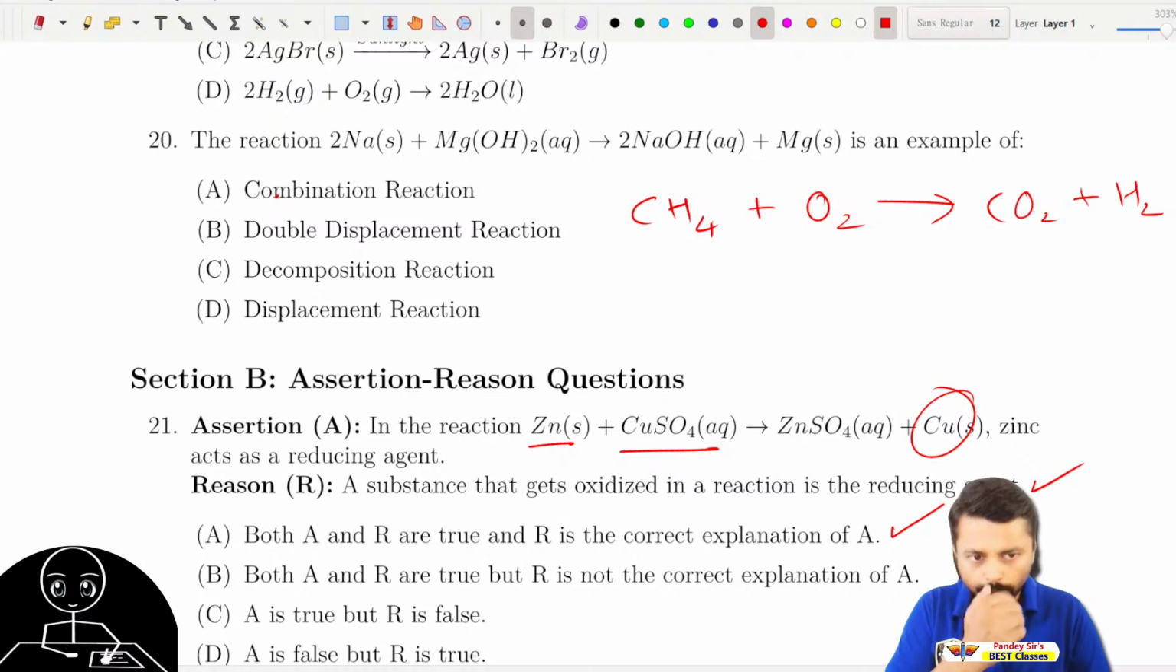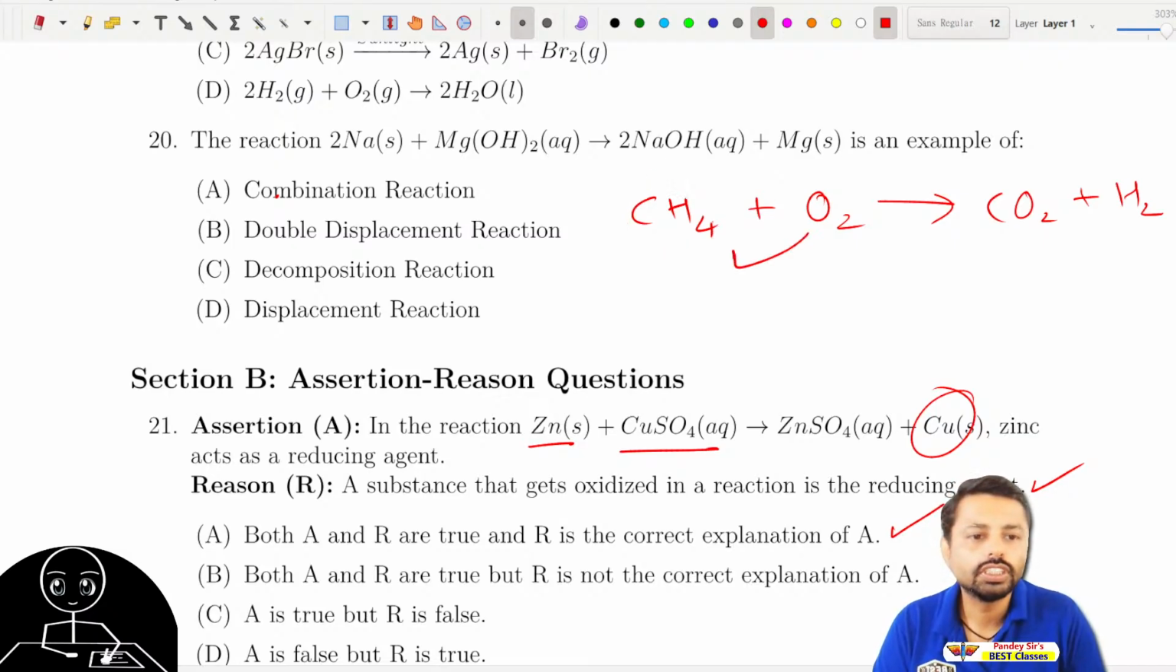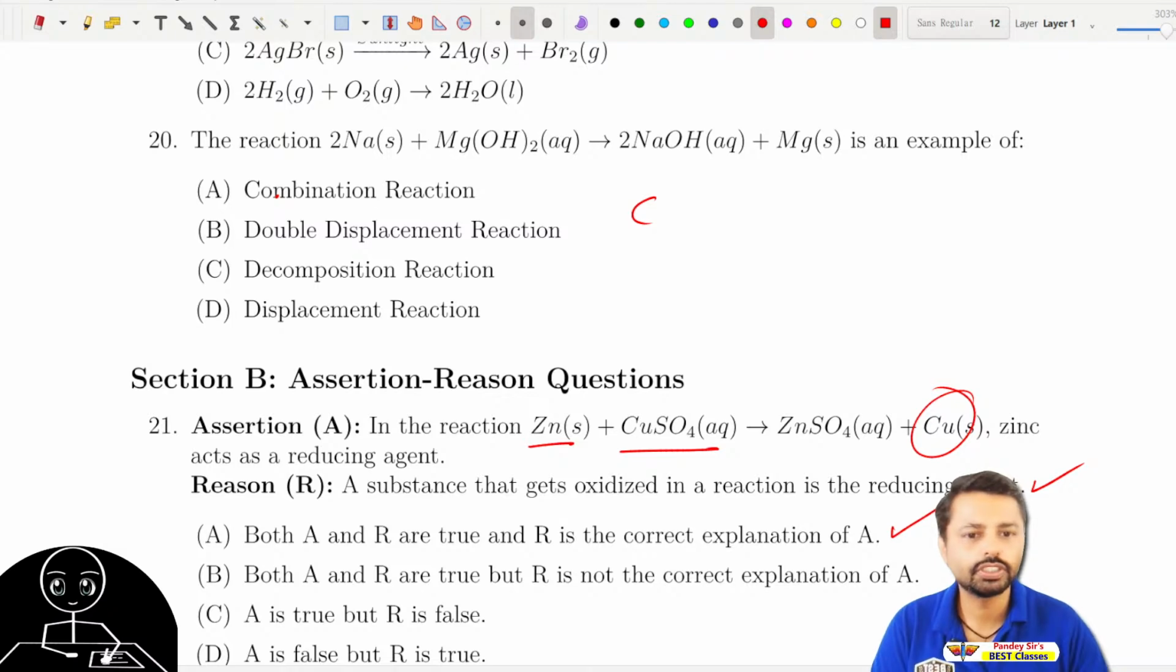Okay, so oxygen is the oxidizing agent, whereas methane is the reducing agent. What happened over here? Oxygen was added to these things, so this is the oxidizing agent, whereas methane broke down this oxygen into two parts, CO2. So methane is the reducing agent. Got it? We'll see more examples later on, but this is just a simple explanation.